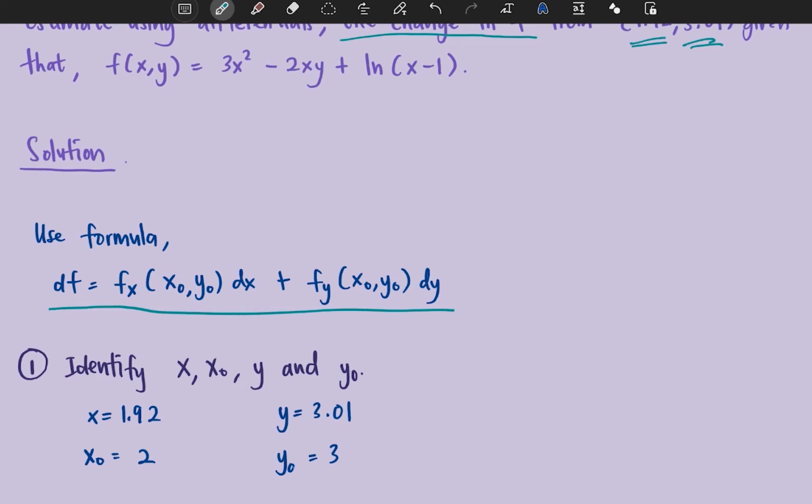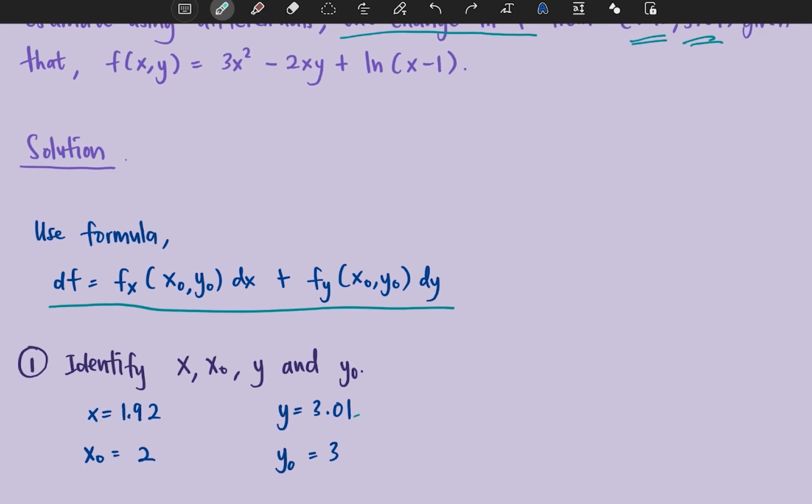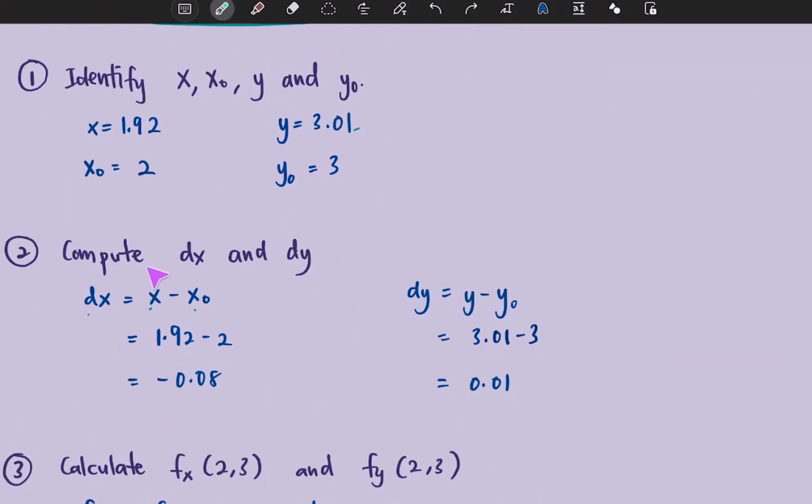For x naught and y naught, we need to find the estimation, which is the closest integer. The closest integer for 1.92 is 2, and the closest integer for 3.01 is 3. Next, we need to compute dx and dy. dx is equal to x minus x naught, which is 1.92 minus 2, so we get dx equal to negative 0.08. And dy is y minus y naught, which is 3.01 minus 3, equal to 0.01. So we have dx and dy.